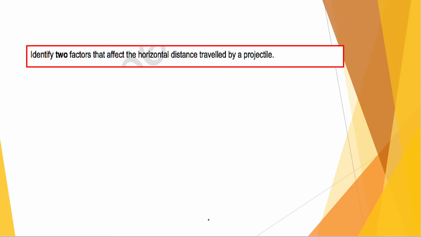So we're going to have a look at a few exam questions on this now. So identify two factors that affect horizontal distance travelled by a projectile. Pause the video and write down two possible answers to that question. 2 marks.